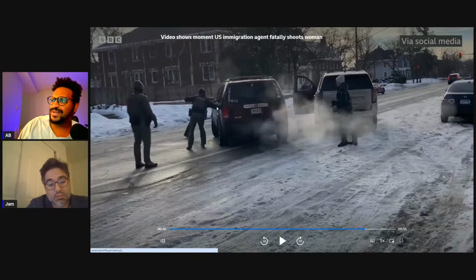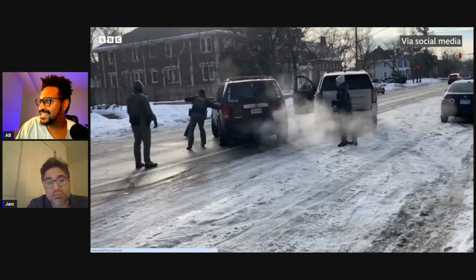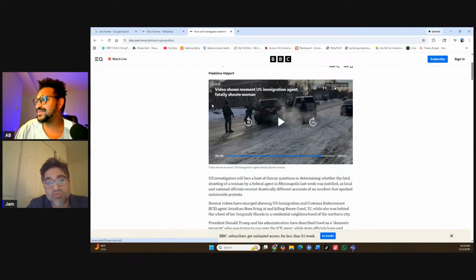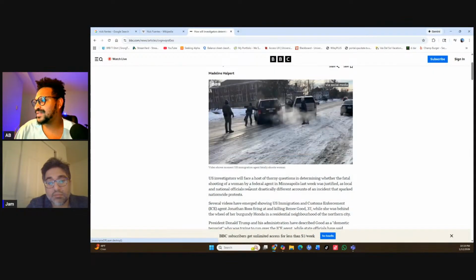Bro, you're out of the way. She's going the other way, clearly. There's another view of this. Oh, there's another view. I think the view is from his camera, the guy, the shooter.